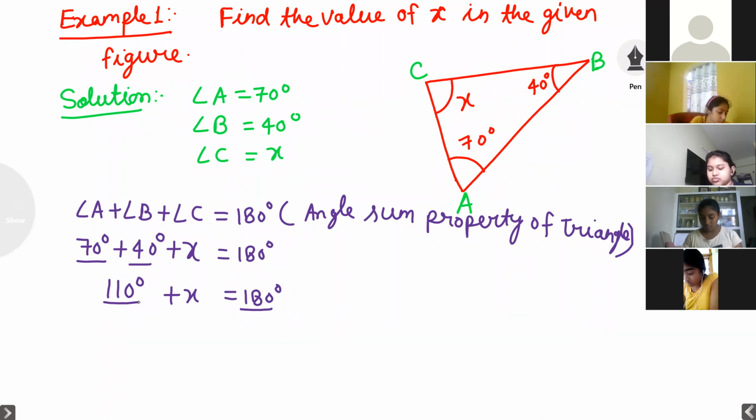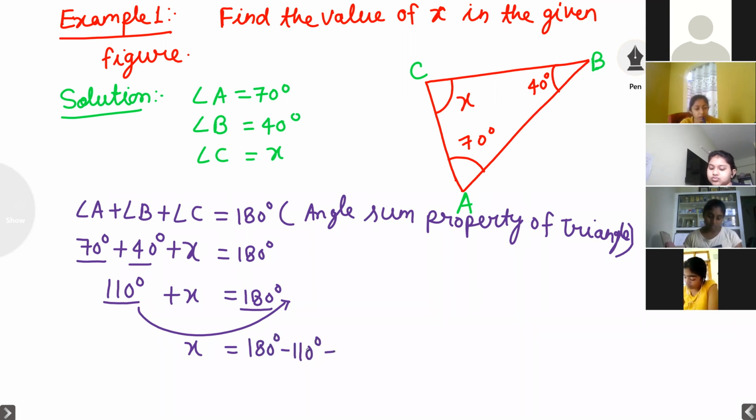Now 180 is a constant, 110 is a constant. 110 is saying I don't want to be on this side. Why? Because my friend is on that side. I want to go to that side. Plus quantity becomes minus. Plus 110 becomes minus 110. x is equal to 180 degrees minus 110. What is the answer? 70 degrees.